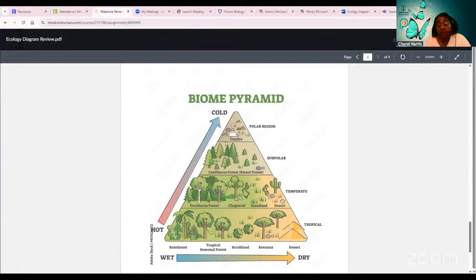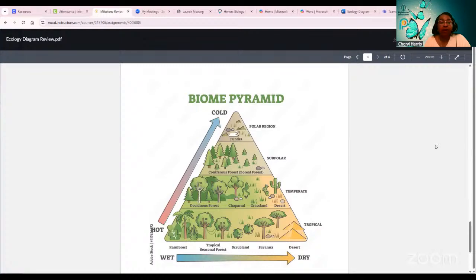So this is how you would look at a pyramid like this. It describes all the biomes, but it also puts them in relation to the definition of a biome, which means describing the temperature and amount of rain that an area gets. So just study those pictures on that worksheet.